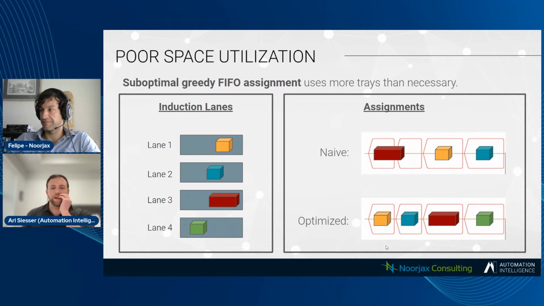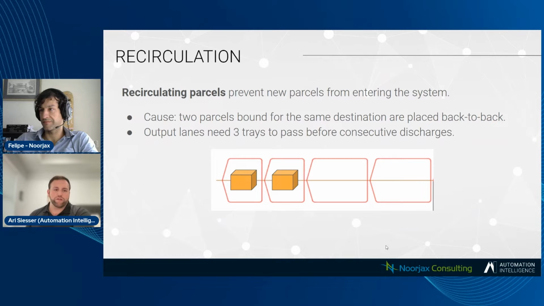Whereas if we were taking into consideration the size of the parcels and the size of the trays, we would realize that it makes sense to put that red parcel on a larger tray, wait to assign it, and then we can get 4 parcels on here instead of 3. And so this is an example of how the greedy first in, first out assignment is suboptimal when you have trays of different lengths. But the real opportunity here, on the next slide, has to do with recirculation.